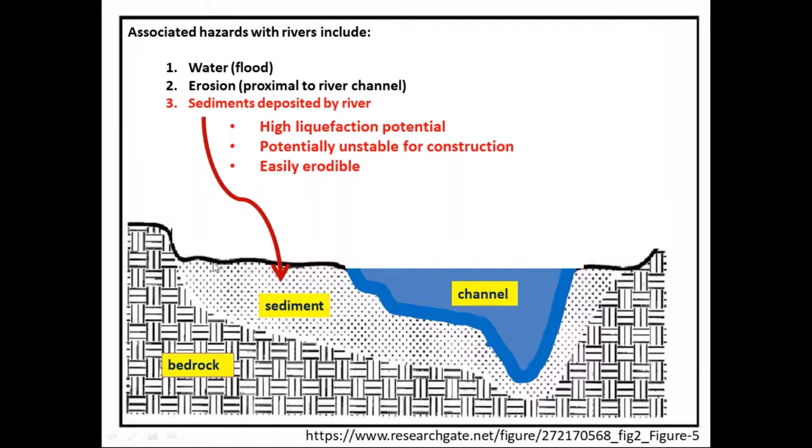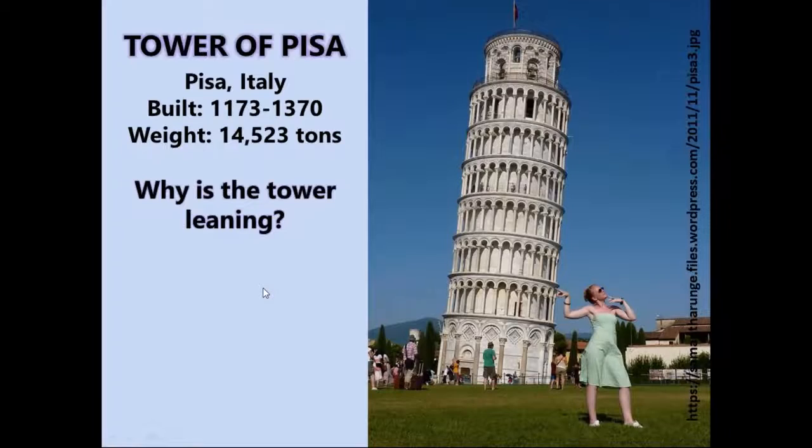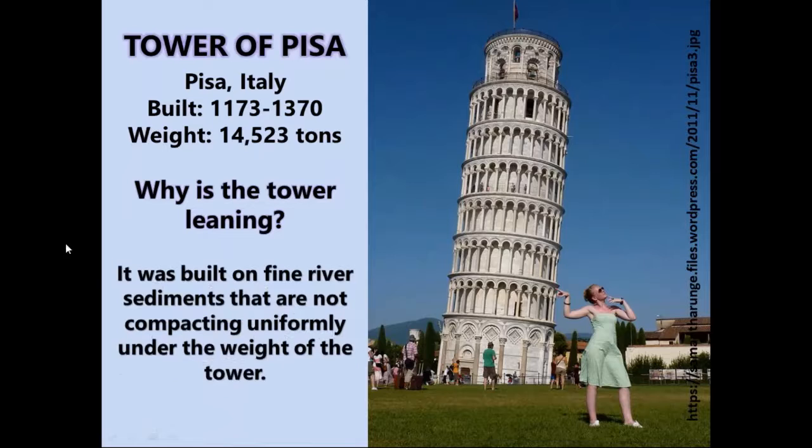Another geological hazard associated with rivers and streams is the sediment around the river channels. This has a high liquefaction potential. It's wet, loose sediment, which will behave like a liquid when earthquake energy moves through it. Potentially unstable for construction, and because it's loose, it's easily erodible. Good example of this is the Tower of Pisa in Pisa, Italy. This thing weighs 14,000 tons, and it's leaning over because it was initially built on very fine river sediments that are not compacting uniformly, and therefore the tower is leaning because of differential settling.